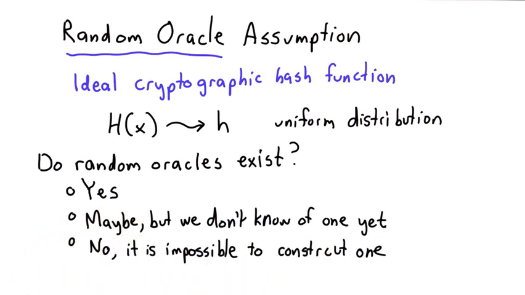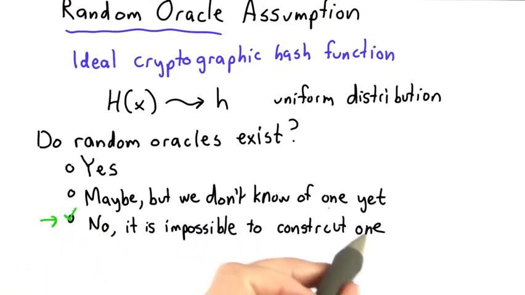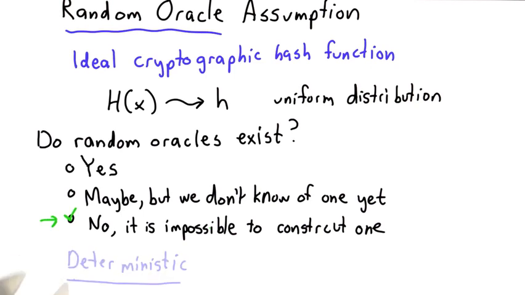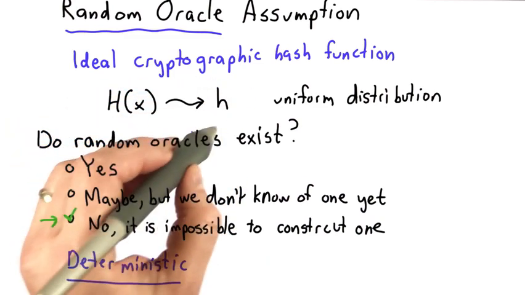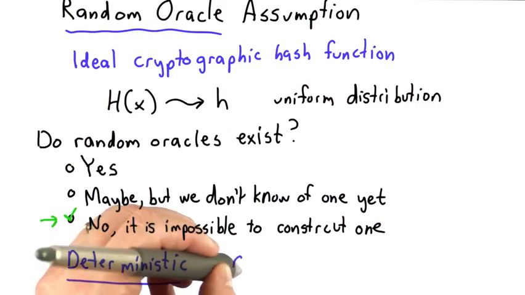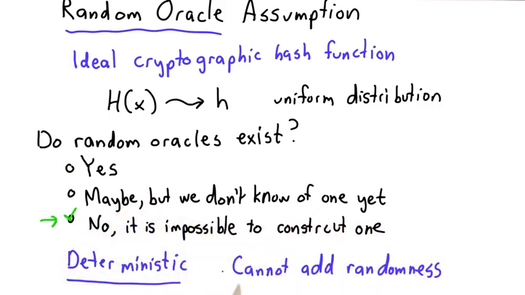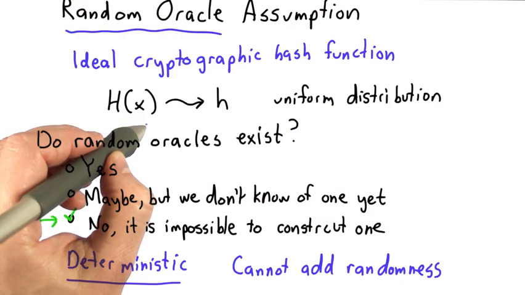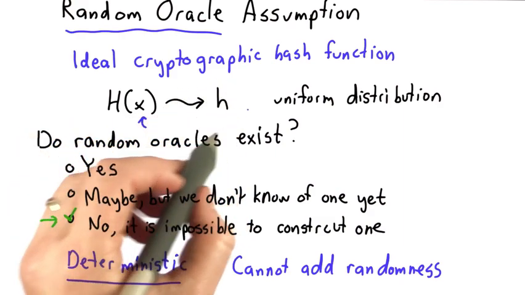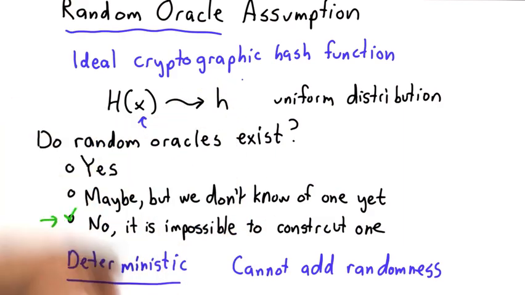Maybe they exist, but we don't know of one yet. Or no, it's impossible to actually build a random oracle. The answer is no, that it's actually impossible to construct one. This function must be deterministic, so it produces the same output for the same input. We want it to produce a uniform distribution, so that means it needs to add randomness to what comes in, but that's impossible. Since it's deterministic, the only randomness that it could use is what's provided by X, so there's no way to amplify that to provide more randomness in the output. So this is actually impossible.